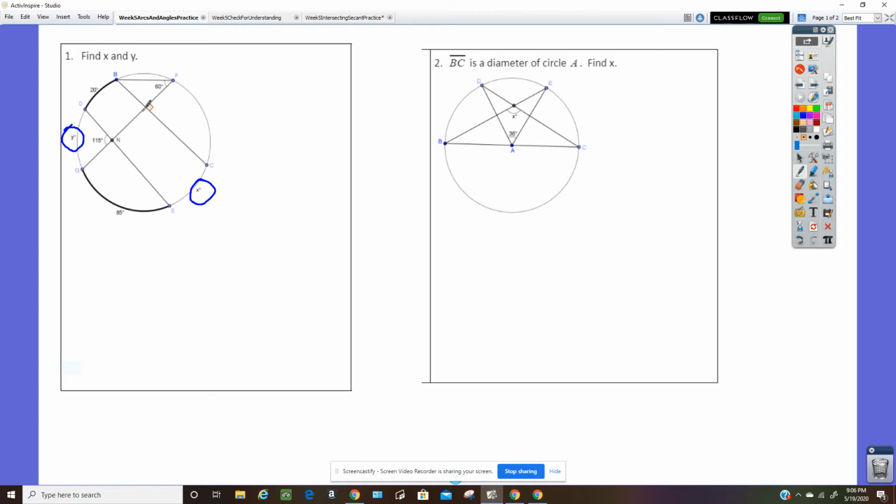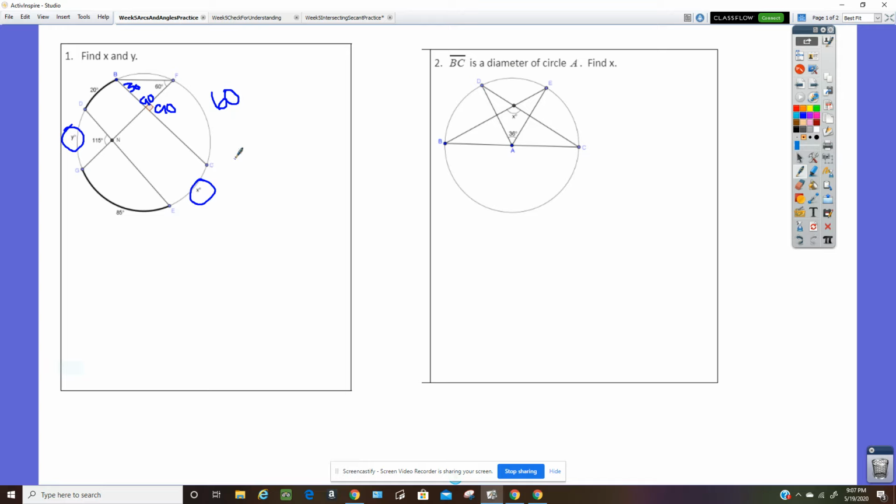So if we look at this right angle here, then this is 90 and this is 90 also. And so if I add these two together, 90 and 60 is 150, and there's 180 degrees in a triangle. So this is 30. And here's an inscribed angle. So if this is 30, then arc FC is 60 degrees.